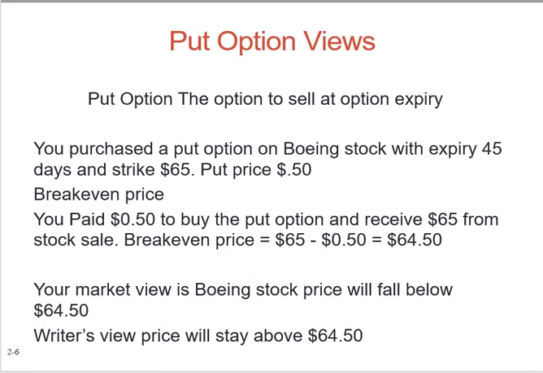The put option to sell at expiry. We're looking at a decision: should I sell it or not? So you purchase a put option on Boeing stock with expiration 45 days, strike $65, put option is 50 cents. The break even: you paid 50 cents to buy the put option, you receive 65 for the stock when you exercise the option, so your break even would be $65 minus the 50 cents, 64.50. Your view when you buy a put option is the price will be below 64.50. The writer is saying he thinks it will be above 64.50. Your disagreement is about where the price will be relative to the break-even price.